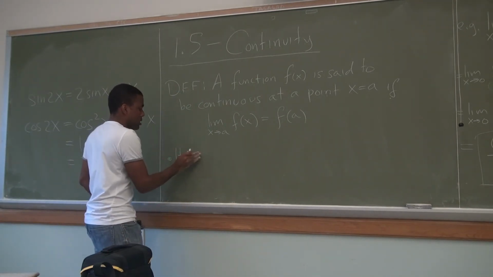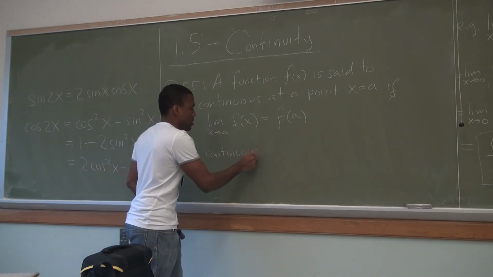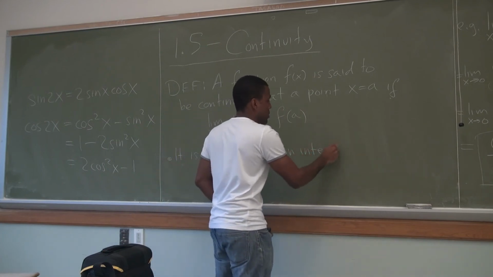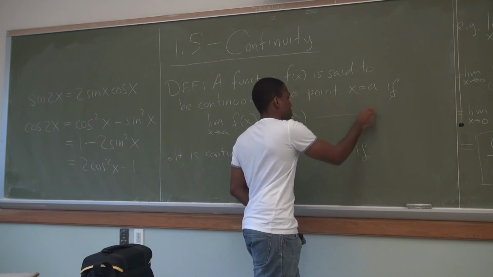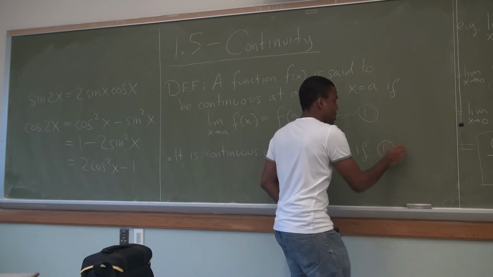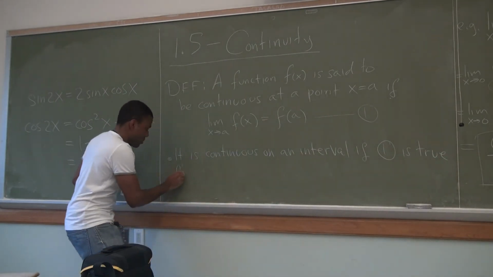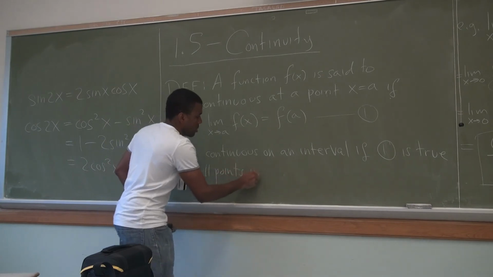It is continuous on an interval if, what was the equation 1? If 1 is true for all points in the interval.